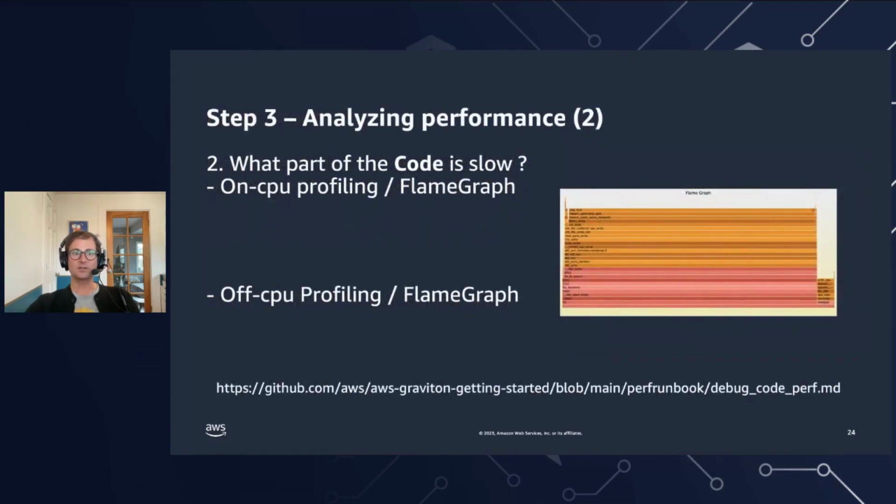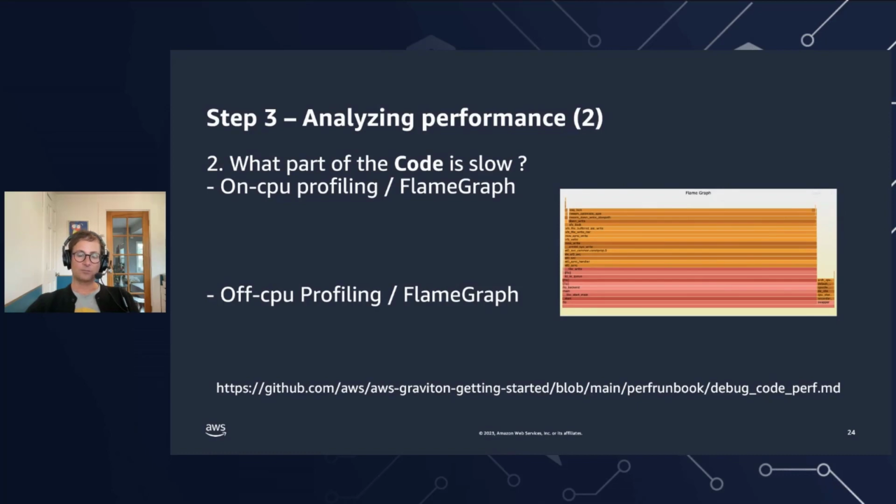So the step 3 in the analysis journey will be to analyze the performance and understand what part of the code is slow. There are several different ways to do that. A first way, when you see that your application is maximizing the CPU utilization, and so you're pretty confident that what you want to analyze is a CPU utilization problem, is to do an on-CPU profiling.